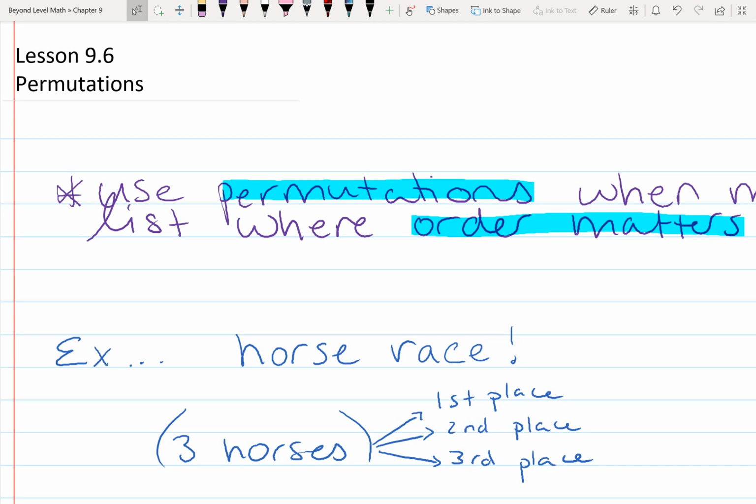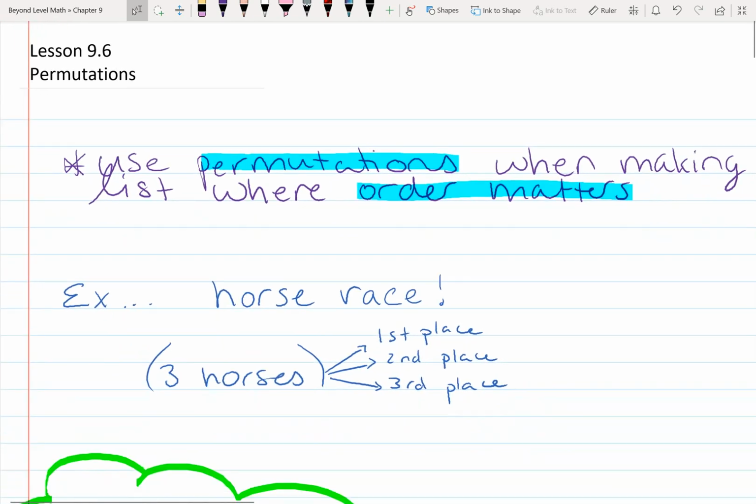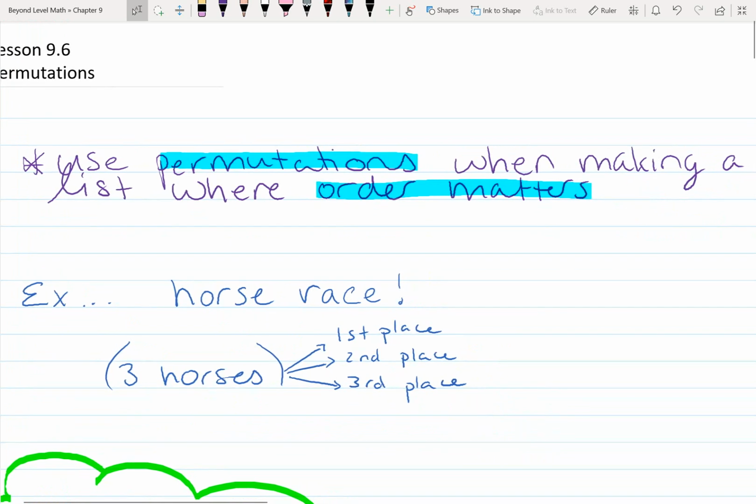Permutations. Before, we were using the fundamental counting principle, and that just gives us a number that represents the total options that you could have given this situation. Order does not matter with that number, right? But with permutations, order matters. So I've highlighted: use permutations when making a list where order matters. There's a super big difference between the fundamental counting principle and the number that you'll get when you're working with permutations.